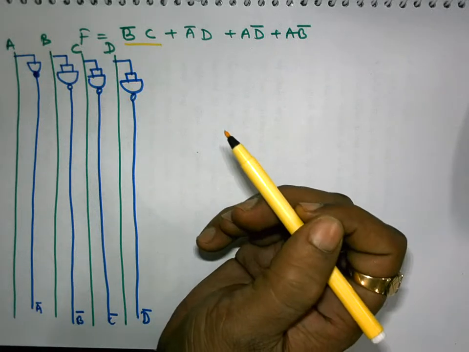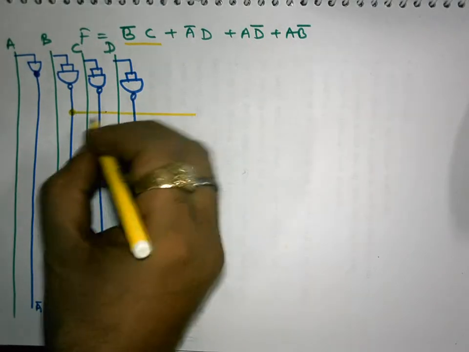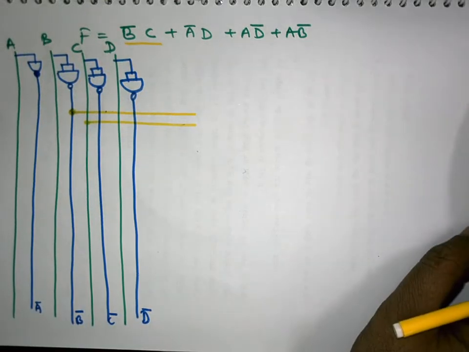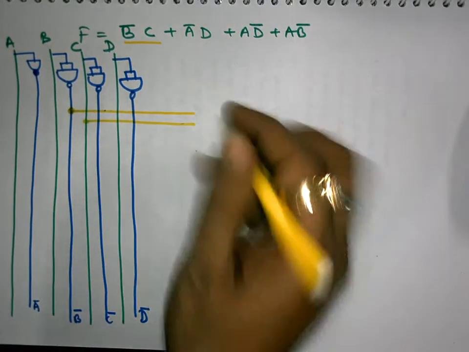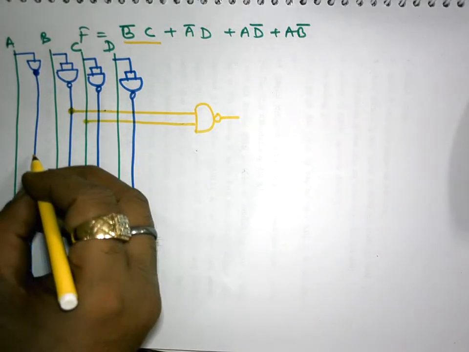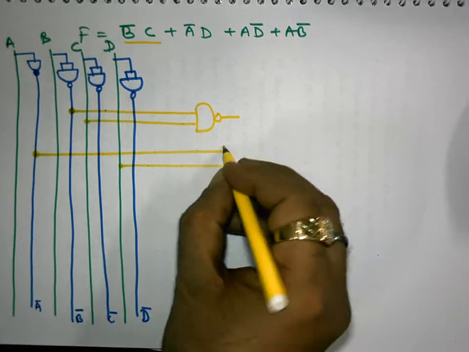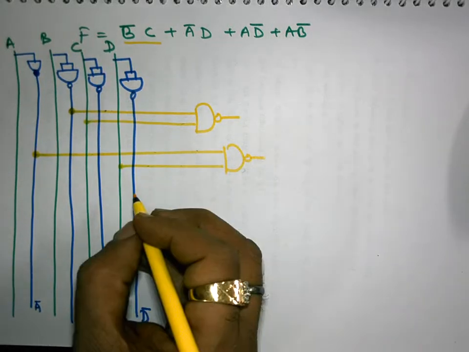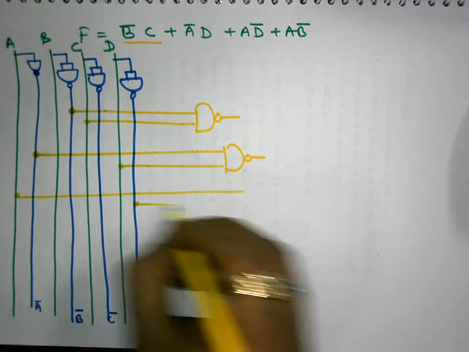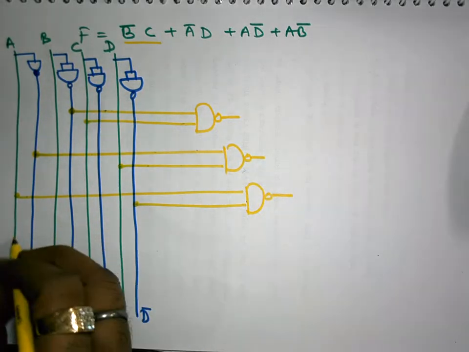This demands that you pick up a line from B bar and a line from C and feed this to a NAND gate. A bar and D, and feed this to a NAND gate. AD bar, and feed this to a NAND gate, and AB bar.